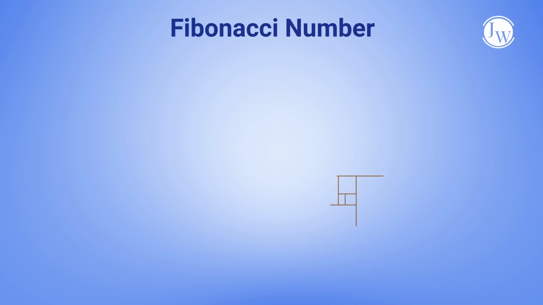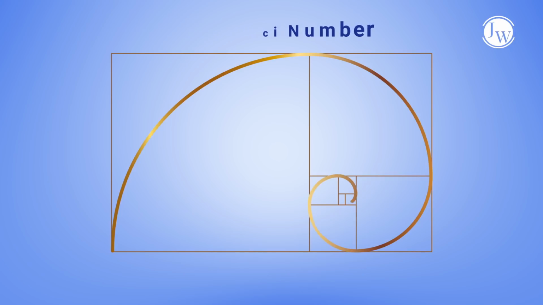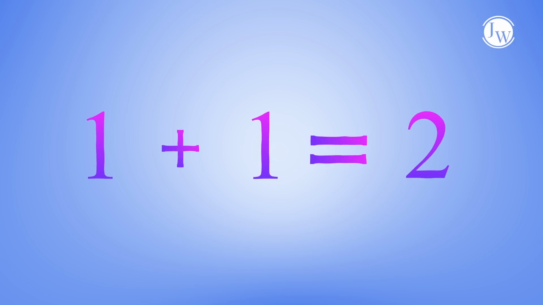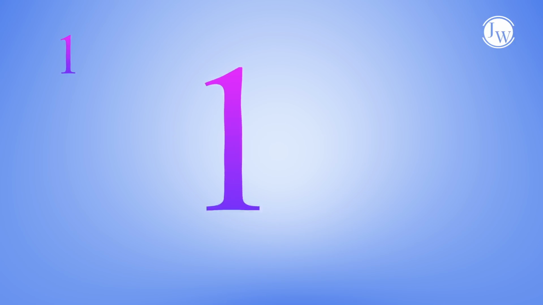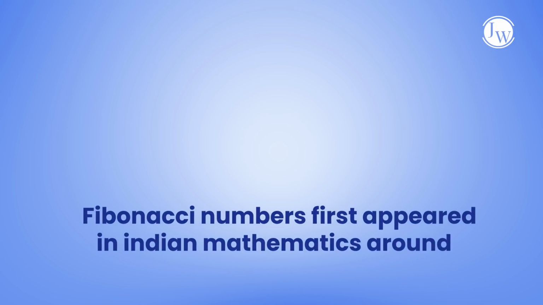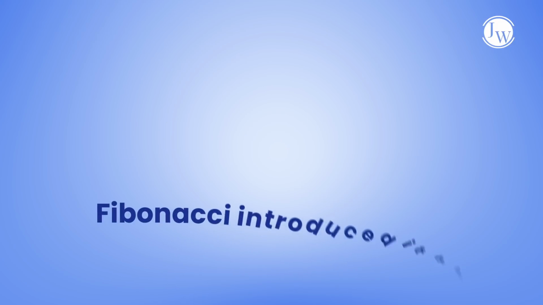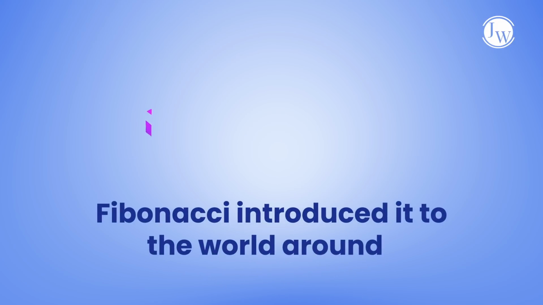Now, to understand how the Fibonacci series explains these patterns, we need to understand what it is first. Fibonacci series is an arrangement of numbers where each number is the sum of its previous two numbers. Hence, starting from 1, the sequence becomes 1, 1, 2, 3, 5, 8, 13, 21, 34, 55, 89 and so on. Research shows that Fibonacci numbers first appeared in Indian mathematics around 450 to 200 BC. However, it came to be known as a sequence when Fibonacci introduced it to the world around 1200 AD.